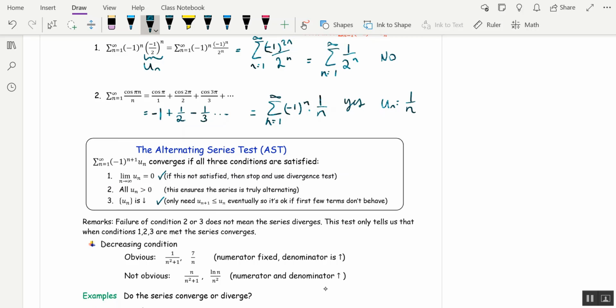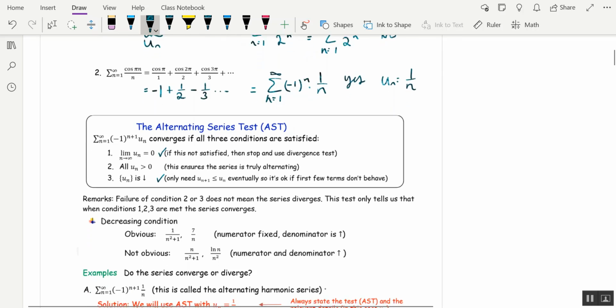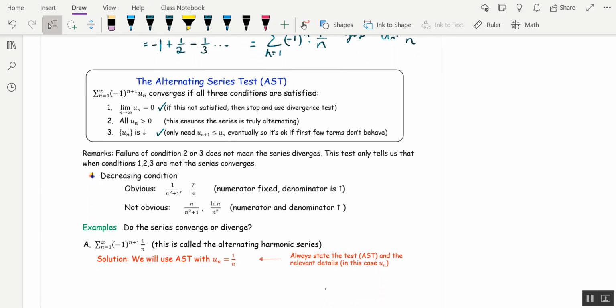Okay, condition 3, I want to mention a little bit more about that. When is it obvious that the sequence is decreasing and when is it not? It's going to be obvious if the numerator is fixed and the denominator is increasing. So you won't have to justify a decreasing sequence in those cases. You will have to justify if both the numerator and the denominator are increasing. And we'll do examples of those in a minute.